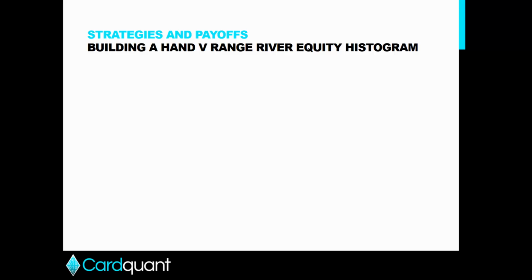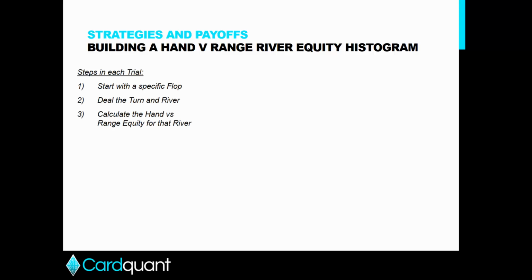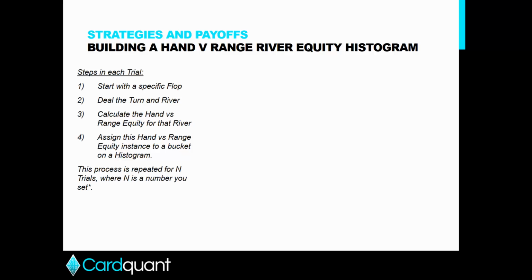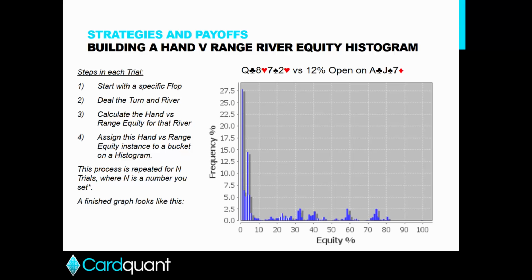We're now going to build a hand versus range river equity histogram. So again, we use Odds Oracle. The steps in each trial are that we start with a specific flop, we deal the turn and river, we calculate the hand versus range equity for that river, and then we assign this hand versus range equity instance to a bucket on a histogram. Again, we repeat the process for n trials, where n is a number you set. For this example, I used 8,000 trials. So a finished graph looks like this.